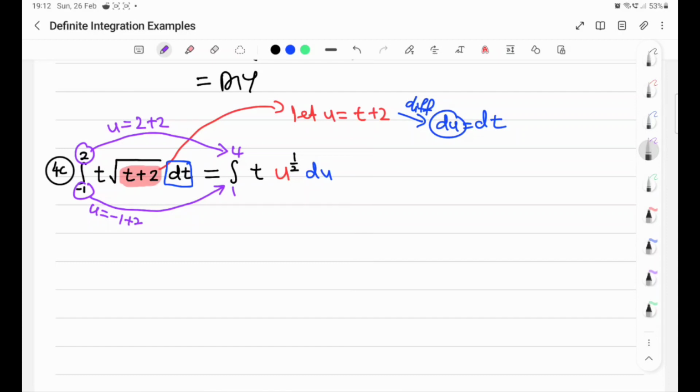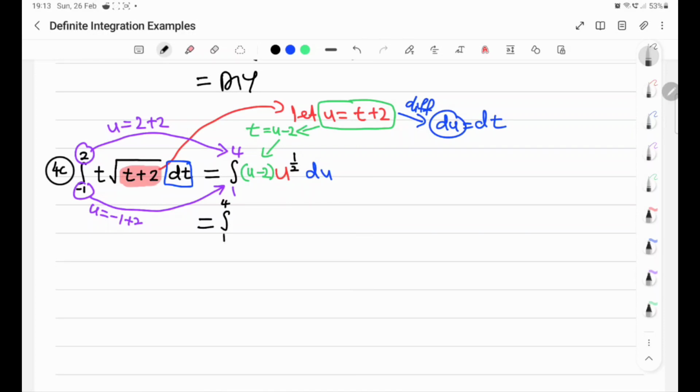And what is the problem? The problem is this t here is still not in u. So what we have to do is to get t from this equation. From u equals t plus 2, we can get t equals u minus 2. So we can replace that over here, u minus 2. Then everything agrees with each other because they are all in the same variable. Let's simplify them first.